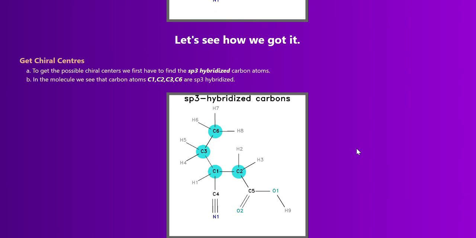So, just to go through the step-by-step solution, it first detects the sp3 hybridized carbon atoms, because those are the only candidates that can be chiral centers. It sees that carbon atoms C1, C2, C3, and C6 are sp3 hybridized, which it needs to explore further. For instance, C4 and C5 are not sp3; this is sp hybridized and this is sp2 hybridized, so it is not considering those as candidates.